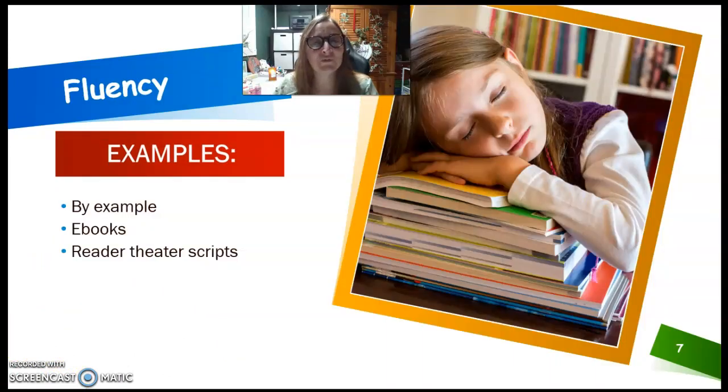And the next is fluency, which, she's not, that kid over there is not very fluent, but I just thought it was funny.